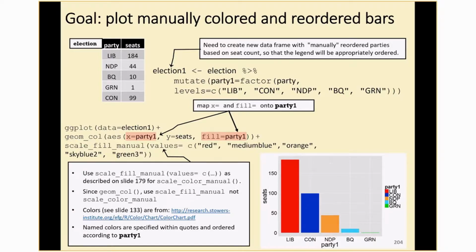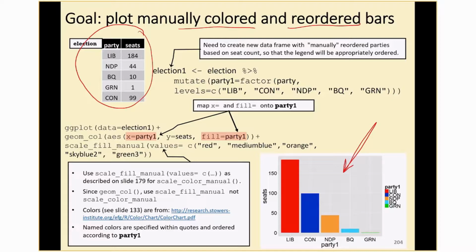So now I want to think not only about changing the orders of the bars, but also change how they're colored. So these are the results of the last federal election. I think things are going to be a little different come October. And what I want to do is make a plot like this. And there's two particular features of this plot.